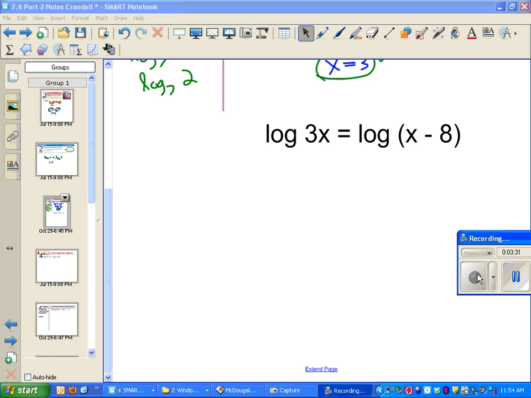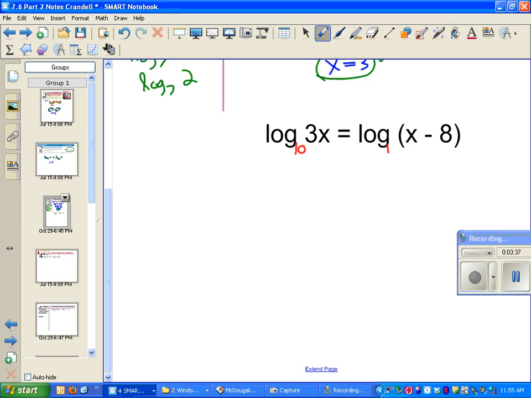Okay, so take a look at this one. What is the base of this one? Base 10, good job. They both have base 10, so we can cross those out, and we get 3x is equal to x minus 8. I'm going to subtract x from both sides, and I get 2x is equal to negative 8. Then I divide both sides by 2, and x is equal to negative 4. And then I've got to check it.